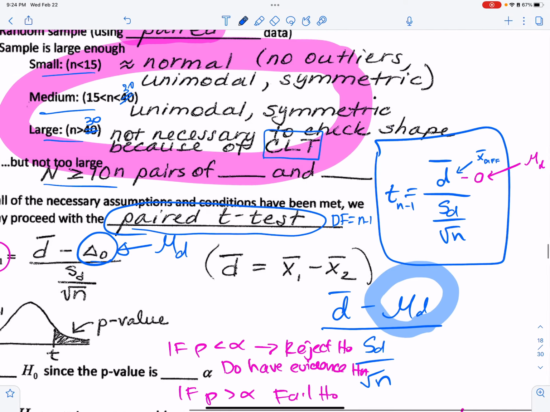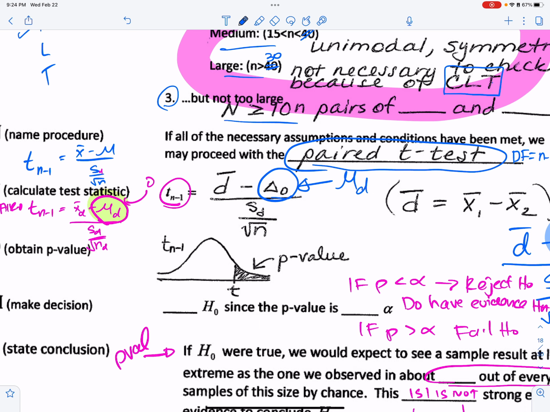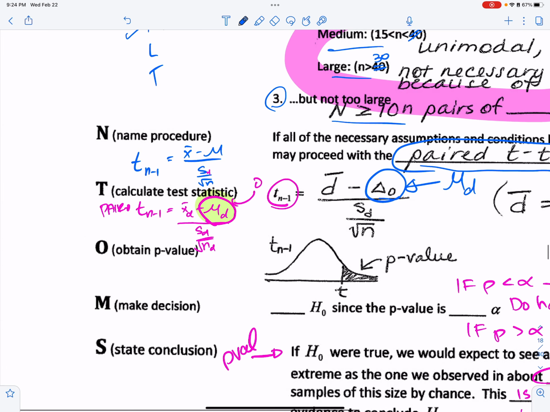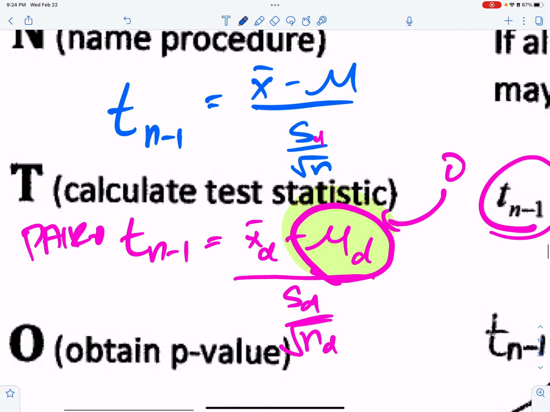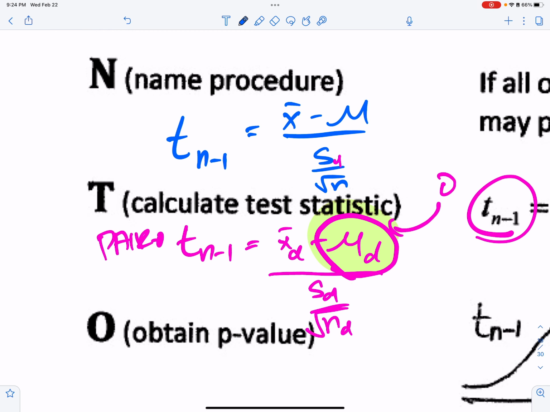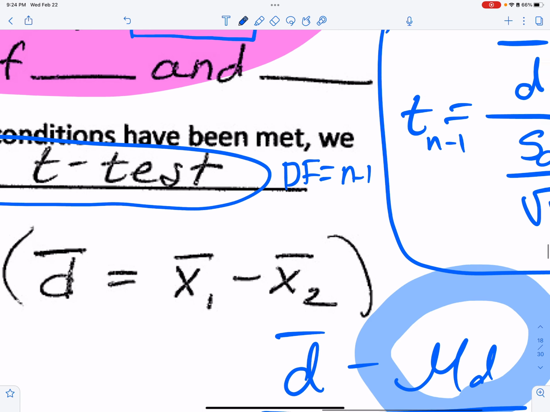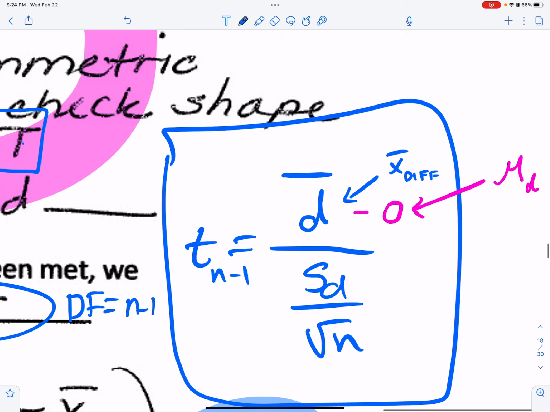To find your test statistic, you have your statistic minus parameter divided by s over the square root of n. If you look at your one sample t-test in blue, it looks very similar to your paired t-test in pink. The difference is that the mu d is usually 0. So that brings me to this equation here, which is just d bar, or x bar diff, over s over the square root of n.